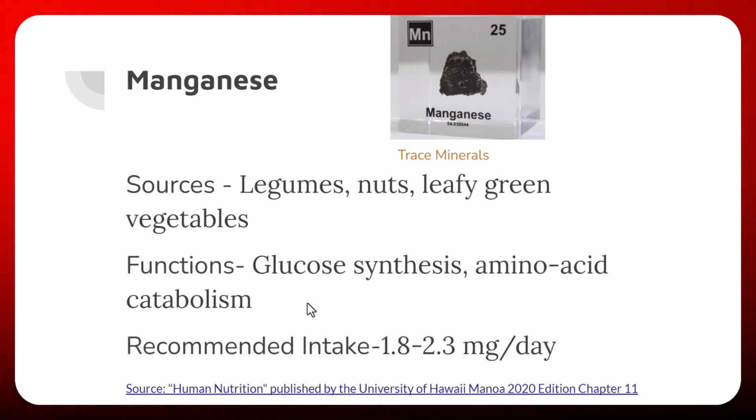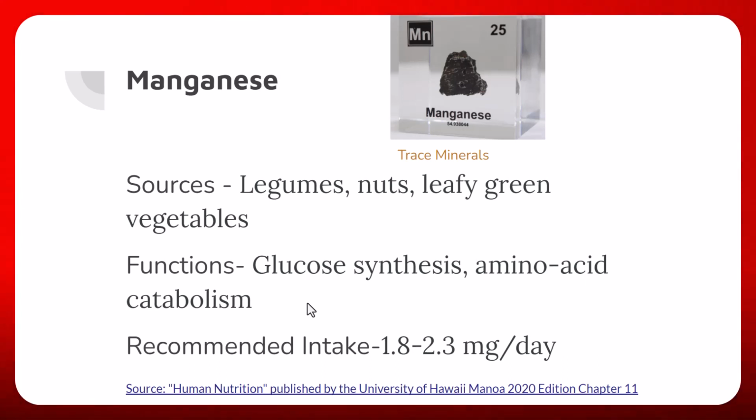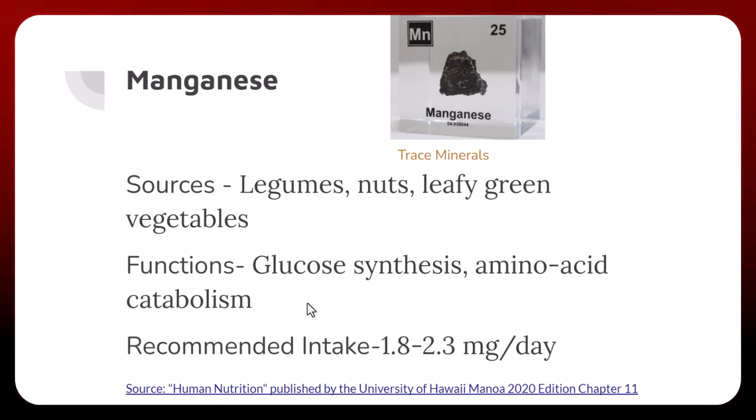Next, we're going to talk about manganese. Sources of manganese include legumes, nuts, and leafy green vegetables. Its functions are in glucose synthesis and amino acid catabolism, and catabolism is breaking down something. So breaking down amino acids, because we have to do that in the body, right? So we can build them up into other things. The recommended intake is 1.8 to 2.3 milligrams per day.